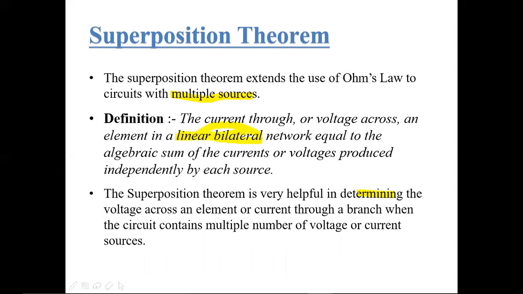What is the meaning of linear? The characteristics of V and I should be linear, which means the properties of current should not vary with respect to voltage, and current should not vary with respect to their internal properties. That means they are completely constant; V proportional to I is called linear.